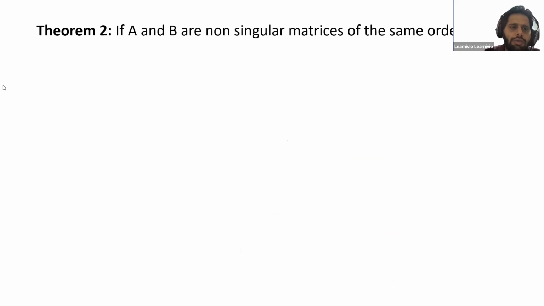Next is the second theorem. If A and B are non-singular matrices of the same order, so what is a non-singular matrix, Shravya? What is meant by a non-singular matrix? We have already done this. Not sure. Okay. Atif, what is meant by a non-singular matrix? A matrix whose determinant is non-zero. Very good.